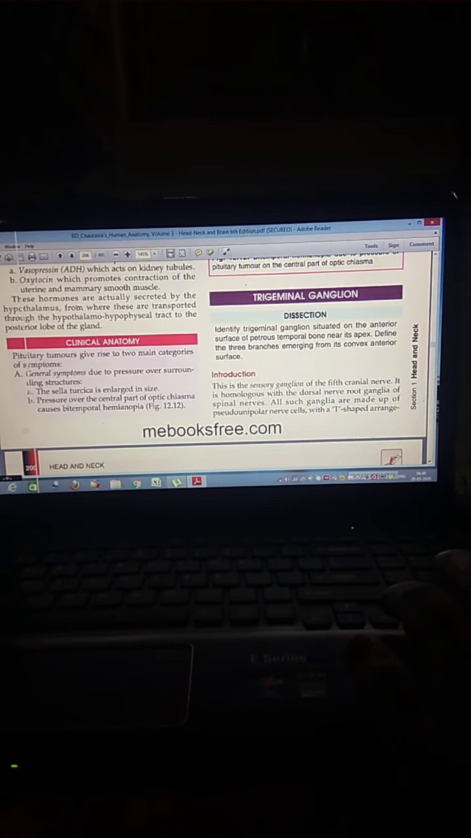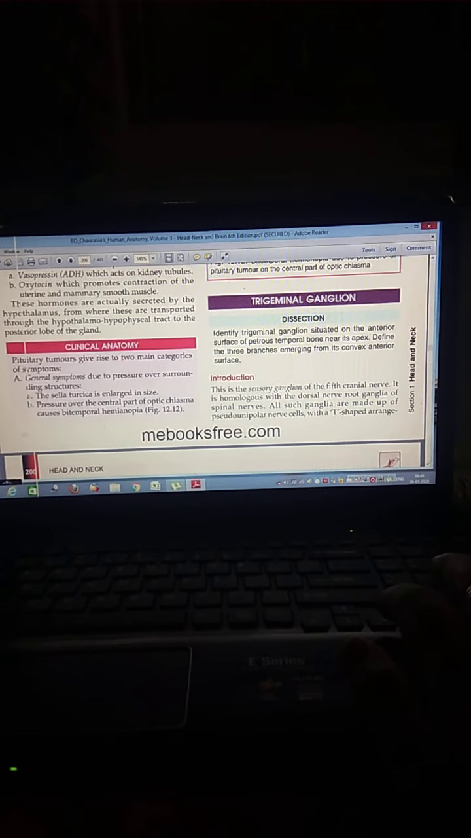All such ganglia are made up of pseudo-unipolar nerve cells with a T-shaped arrangement of their process. The process arises from the cell body, which then divides into the central and peripheral process. Now, this is a figure of superior view of the middle cranial fossa showing some of its contents.